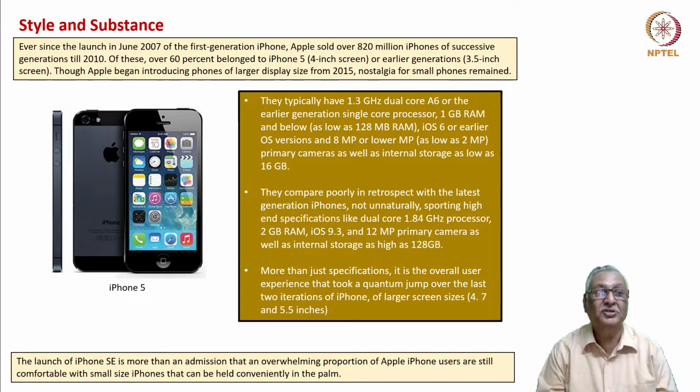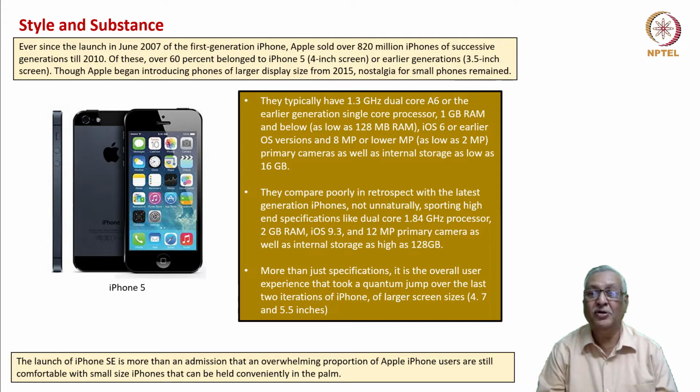Ever since the launch in June 2007 of the first generation iPhone, Apple sold over 820 million iPhones of successive generations till 2010, that is in just 3 years. Of this, over 60% belonged to the iPhone 5 with its 4-inch screen or earlier generations with 3.5-inch screens. Though Apple began introducing phones of larger display size from 2015, nostalgia for small phones remained.